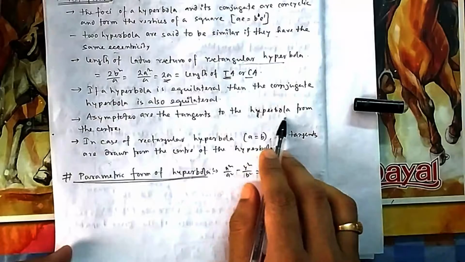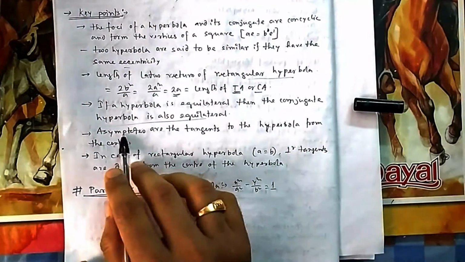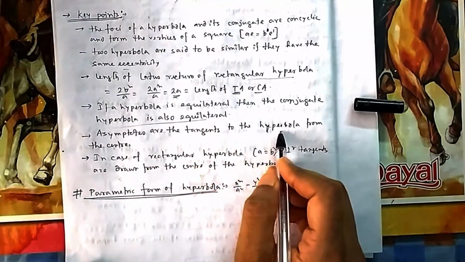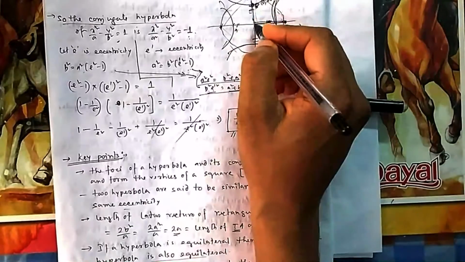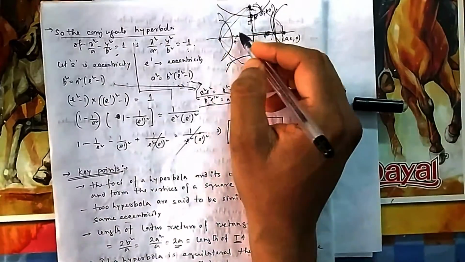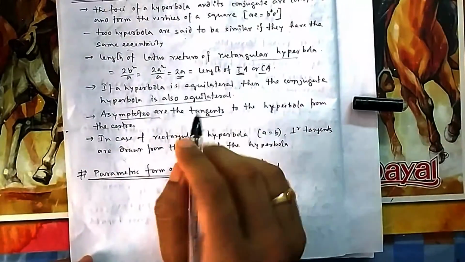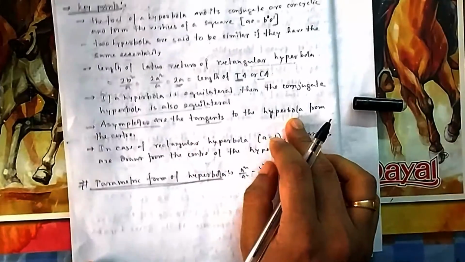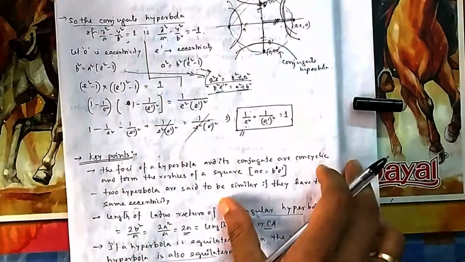Asymptotes are the tangents to the hyperbola from the center. So what are the asymptotes? Asymptotes are the tangents that you draw to the hyperbola from the center. If you have a center and you draw tangents which touch at infinity, those become your asymptotes. That is a very good observation. We can also say an asymptote is a tangent to the hyperbola from the center. If you draw a tangent to the hyperbola, it will touch at infinity, and that is nothing but your asymptote.